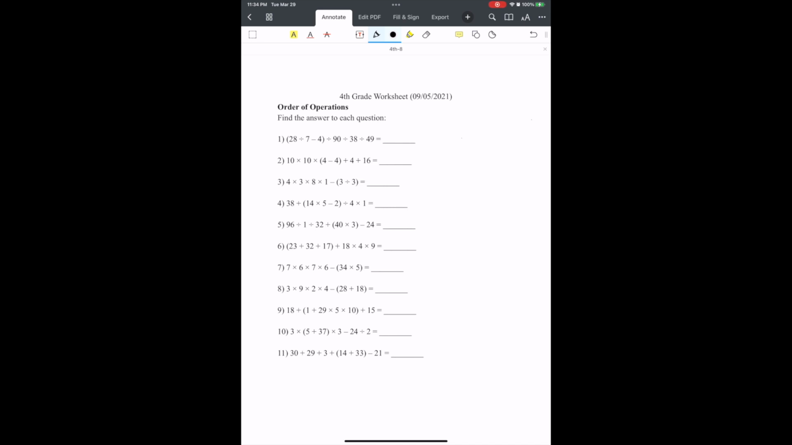Alright, so basically we're going to start off with order of operations. In order of operations, you have to remember PEMDAS. P-E-M-D-A-S. P for parentheses, E for exponent, M for multiplication, D for division, A for addition, and S for subtraction.